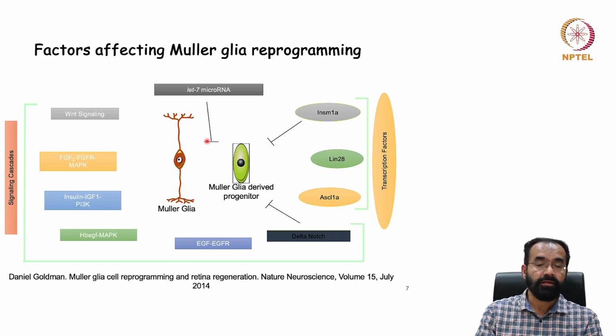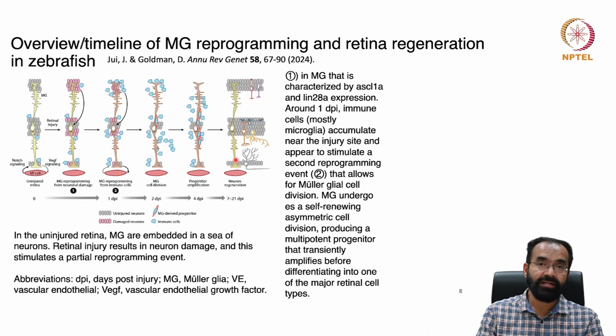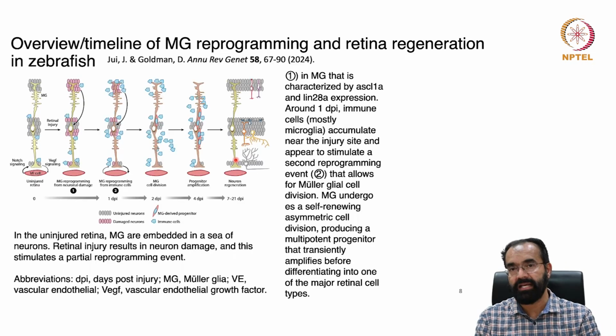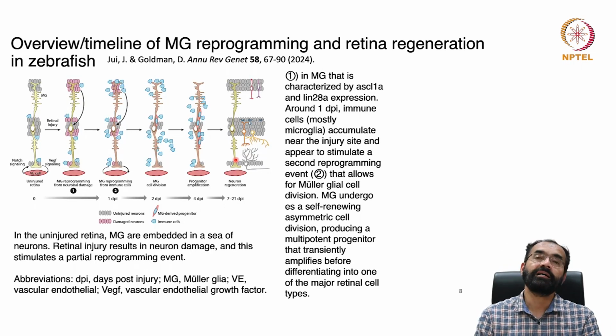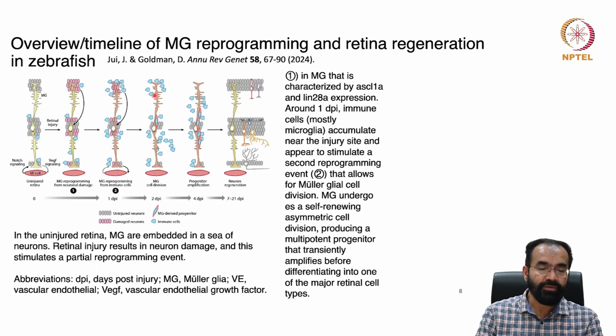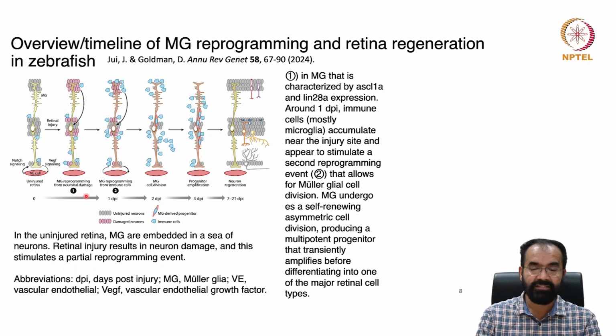So what you can see is there are different ways of analyzing the regeneration event. This is from a recently published review. It's a timeline of Muller glia reprogramming and retina regeneration in zebrafish. You can see there are different phases, and you can also notice that there are different timelines. 1, 2, 3, 4 are mentioned, but at 1 DPI some events happen, at 2 DPI some events happen, at 4 DPI some events happen, and at 7 to 21 days some other events happen.